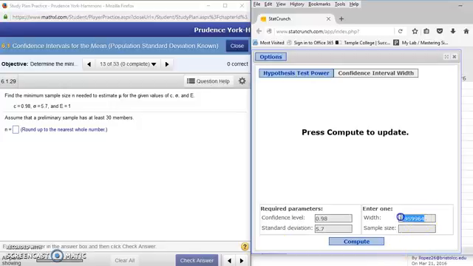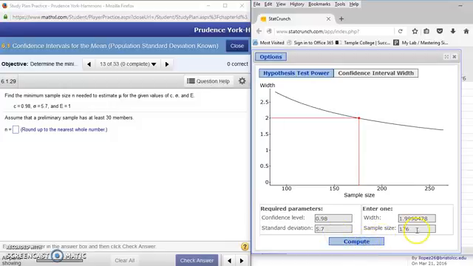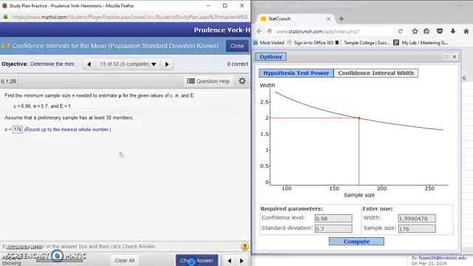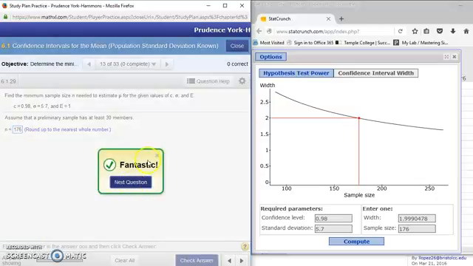Now, the width. If the margin of error is 1, that means it could be 1 above or 1 below for a total width of 2. So when you compute your sample size, I know the width changes a little bit here, but the sample size to the nearest whole number would be 176. So it goes ahead and does the rounding for you to find those.